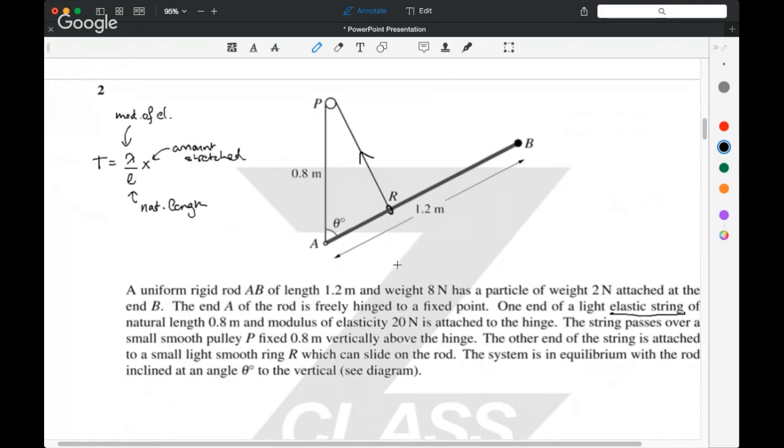So what's the situation here? Well, we are told the modulus of elasticity, and we know the natural length. So what we're looking for is x.